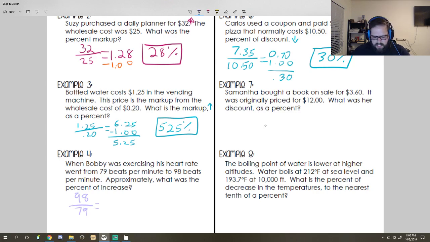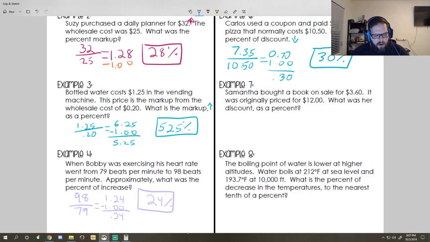When we put this into our calculator, it will be 1.24, and we subtract our 1 whole. That leaves us with 0.24, which totals out in percentage world as 24%. So Bobby was working his heart 24% harder than normal.